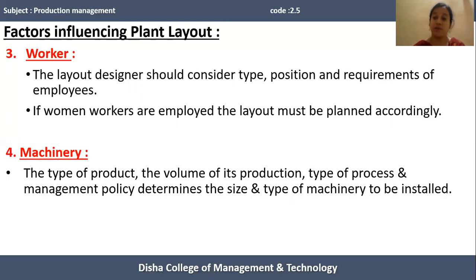Generally, female employees require a room for rest, a room for feeding, and a room for other facilities also. So by considering the gender of the worker, if the production manager designs the layout of the plant, then the employees' morale can be improved, and the employees can feel satisfaction also. So while designing the layout of the plant, the production manager should consider the worker factor also.